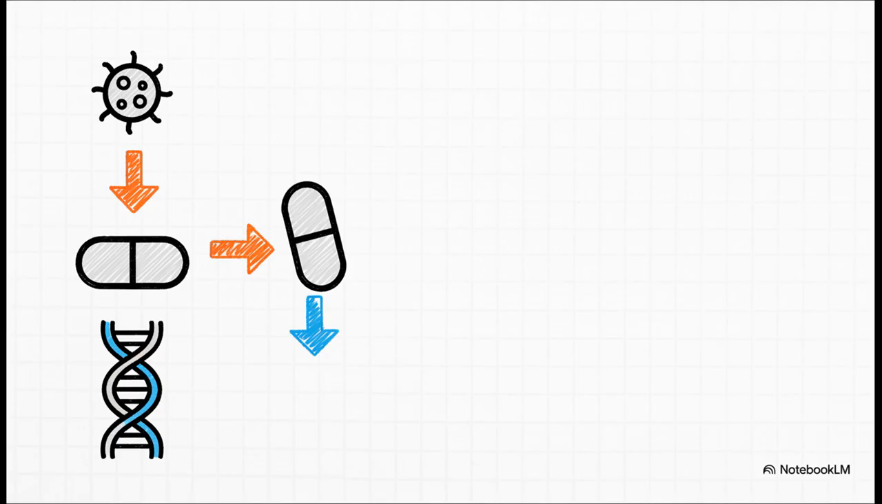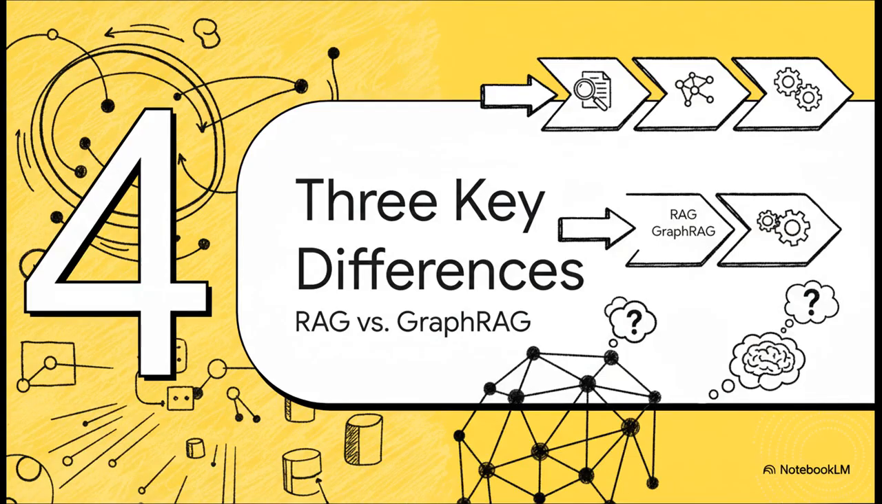GraphRAG, on the other hand, can literally walk the path from the disease to the drug that treats it and then check if that same drug also targets that specific gene. I mean, that's a total game changer. Okay, so now that we've got the big picture, let's get a little more granular.